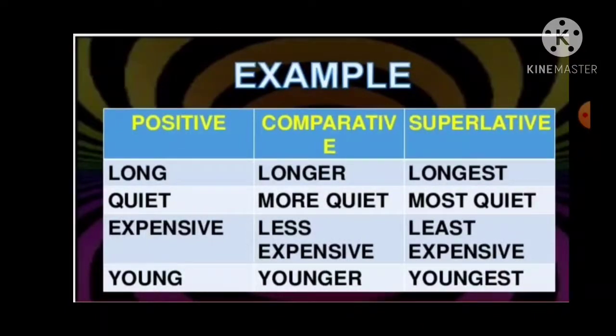Now here the table shows different kinds of adjectives and the formation in positive degree, comparative degree and superlative degree. So long, longer, longest, quiet, more quiet and most quiet, expansive, less expansive, least expansive. So in this order we form the comparative and superlative degrees by adding a suffix to the positive degree according to the rules we discussed: young, younger, youngest.